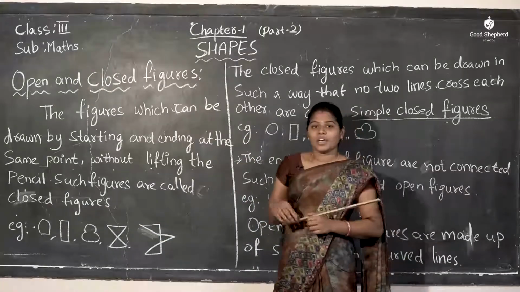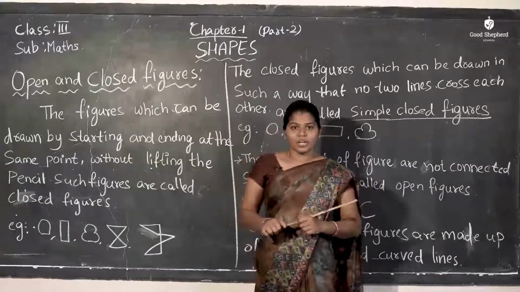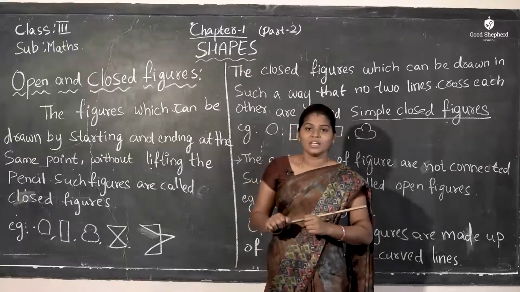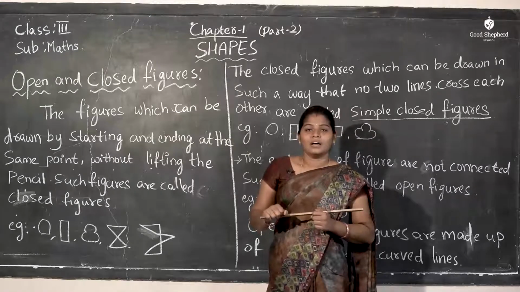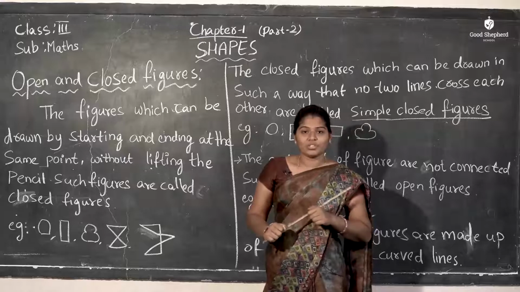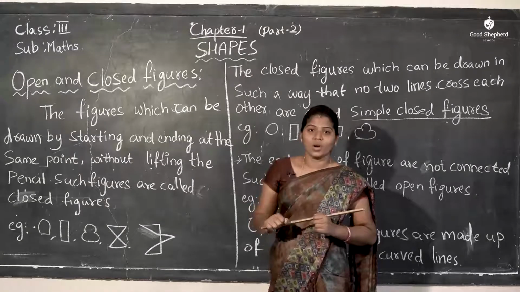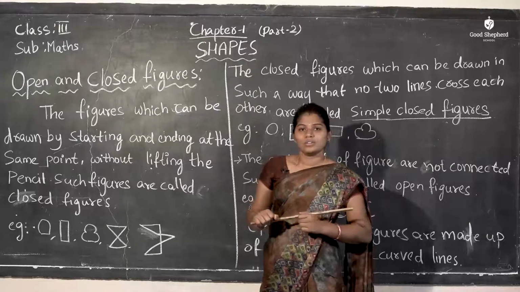While we are drawing a circle or any figure, where we start and where we end, the starting point and ending point should be the same. Such figures are called closed figures.